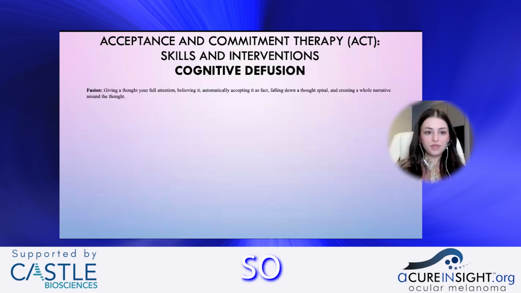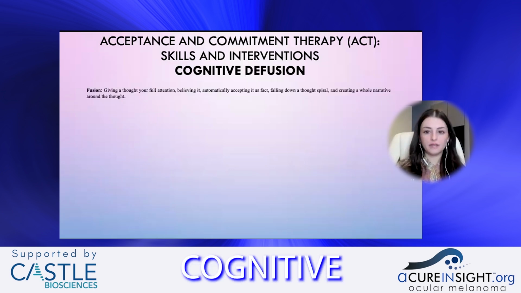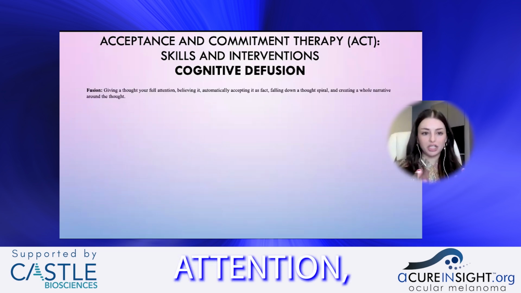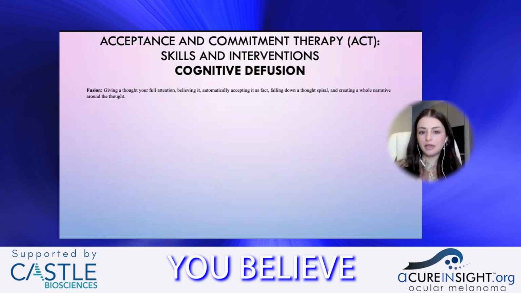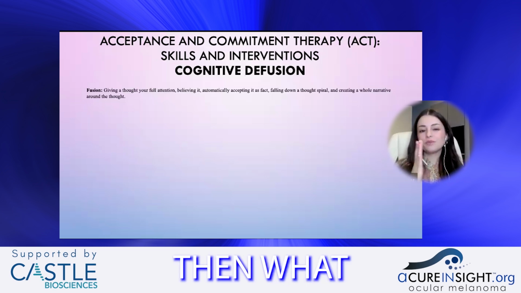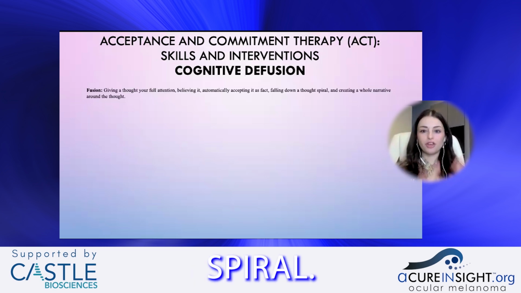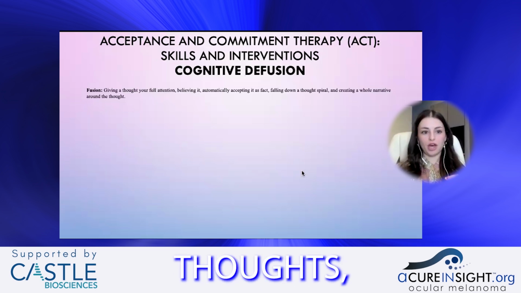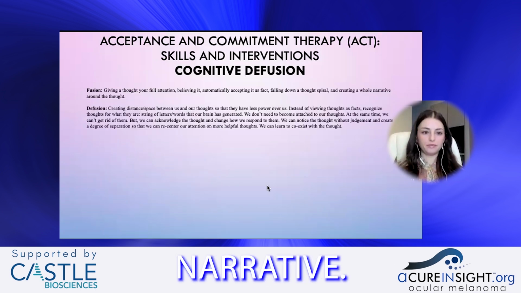So let's first define what cognitive fusion is. So cognitive fusion, as it says here, is when you give your thought your full attention. You buy into the thought, you believe the thought as fact. And then what often happens is you fall into a thought spiral. You have maybe an unhelpful thought, and then it leads to 10 more unhelpful thoughts, right? You create this whole narrative.